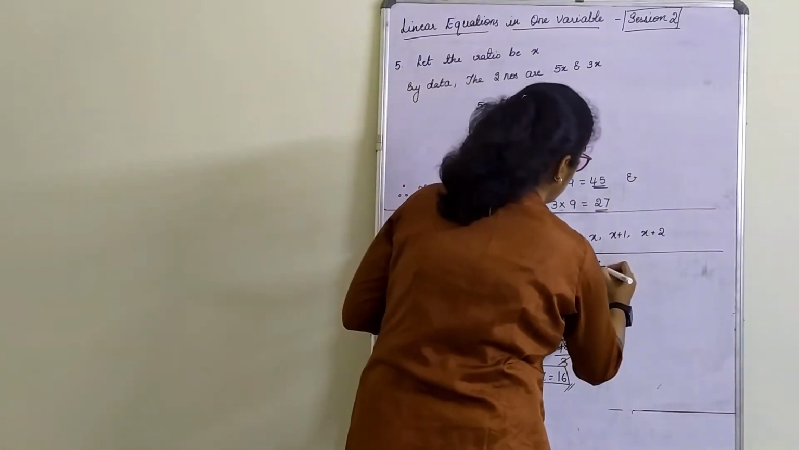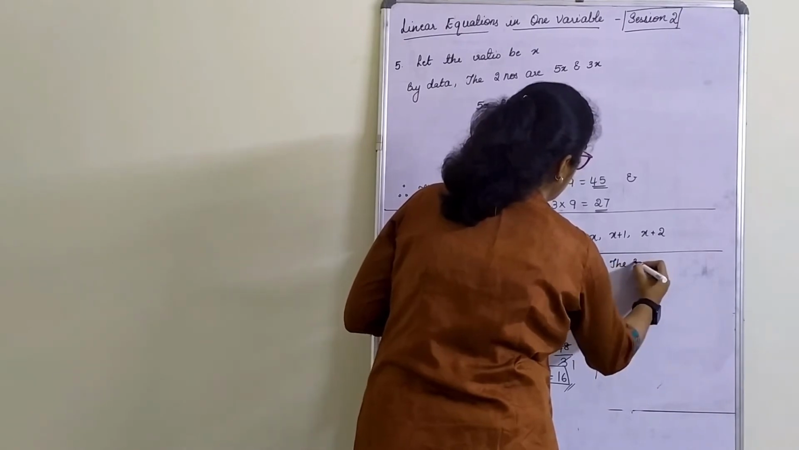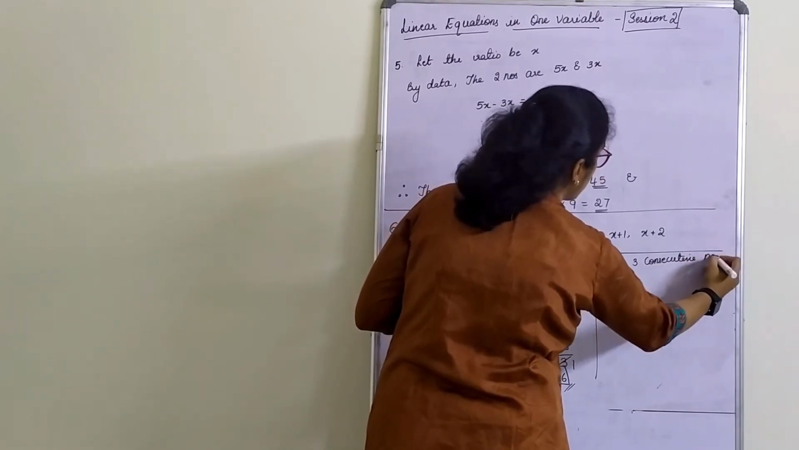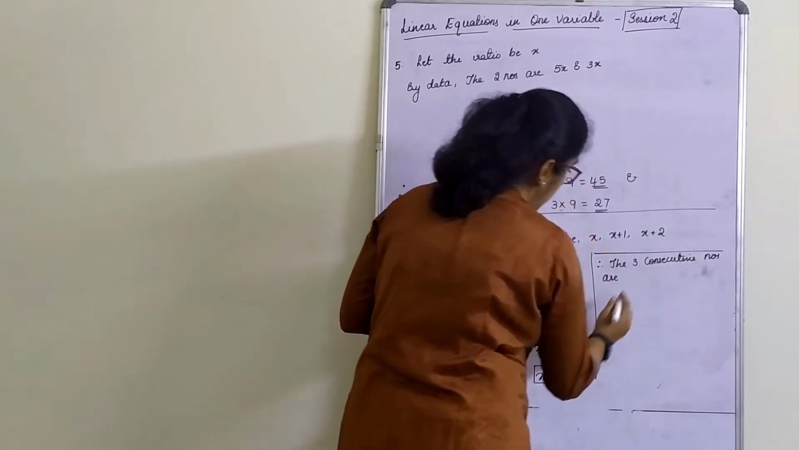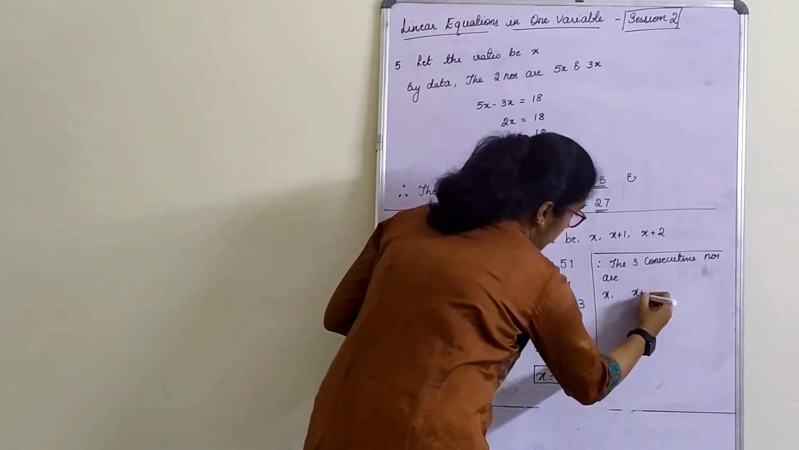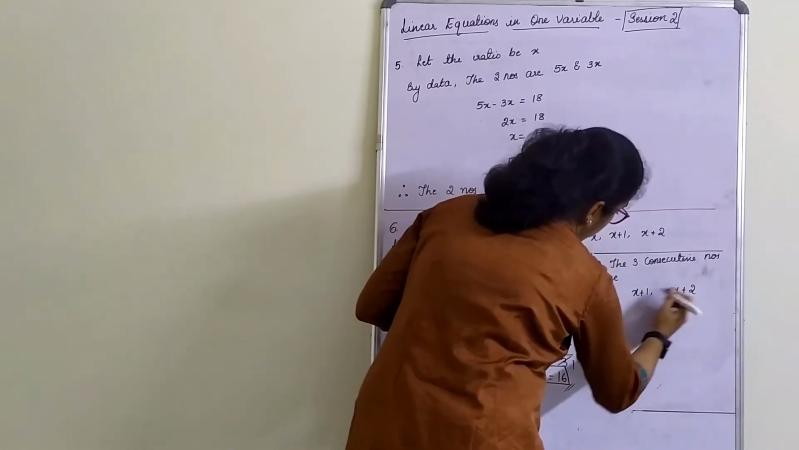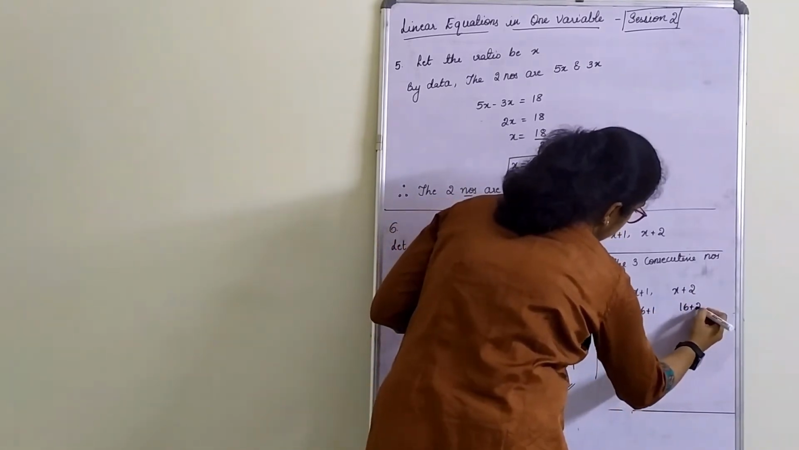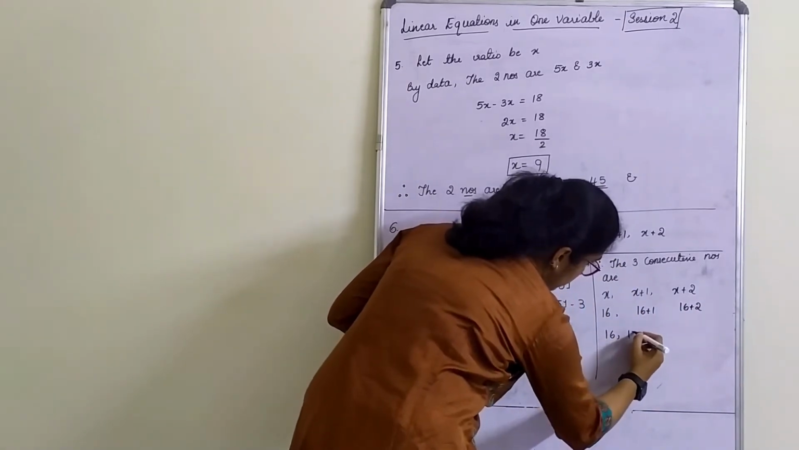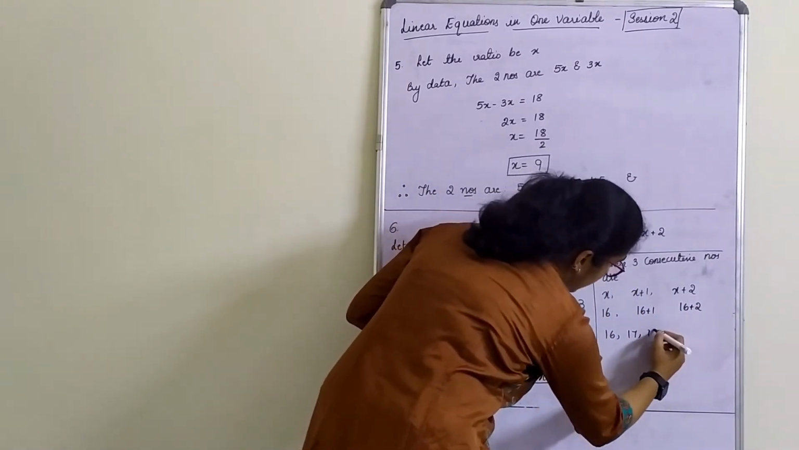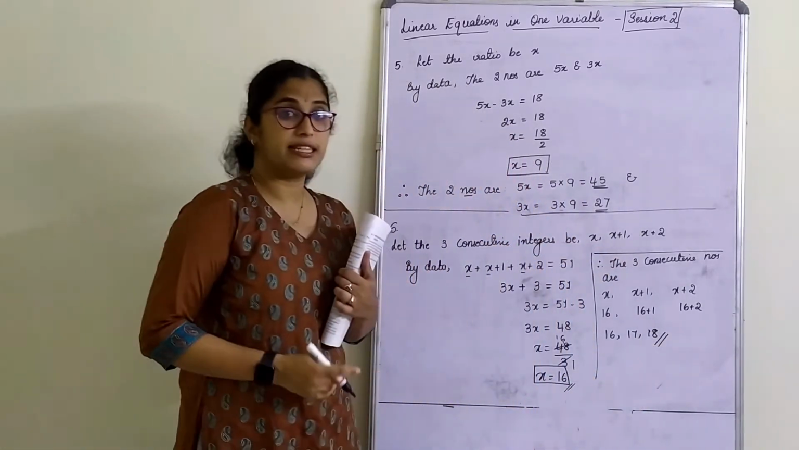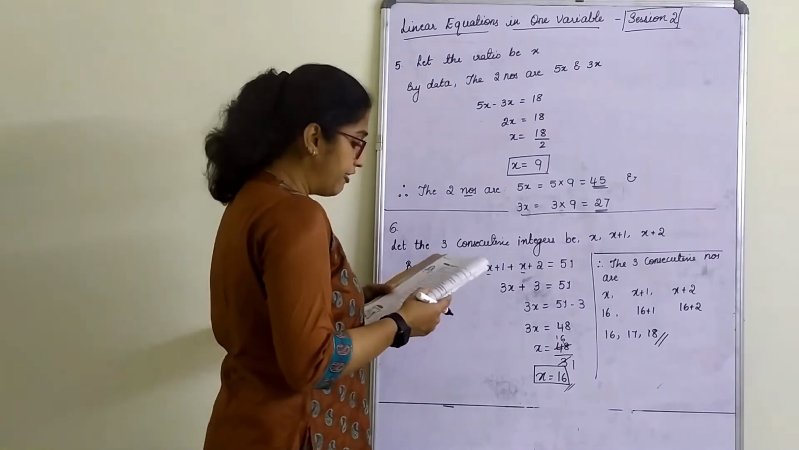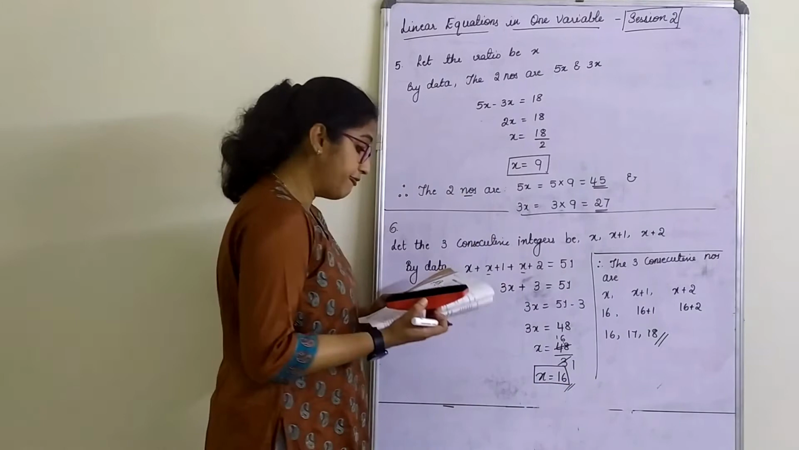Therefore, the 3 consecutive numbers are, we'll write the numbers like this here. Below that we can write x plus 2. So this is 16, 16 plus 1, 16 plus 2, that is 16, 17 and 18. Right? Are they consecutive? 16, 17 and 18. Simple sums, right? Yes. We have few more sums based on the consecutive part only here.